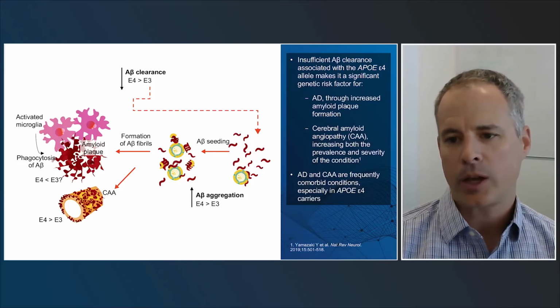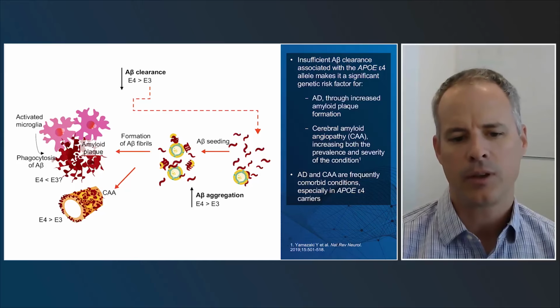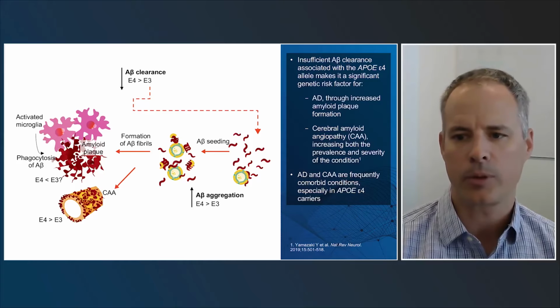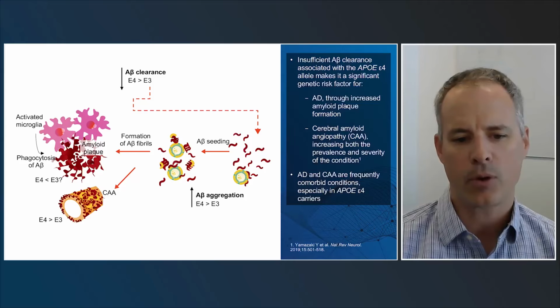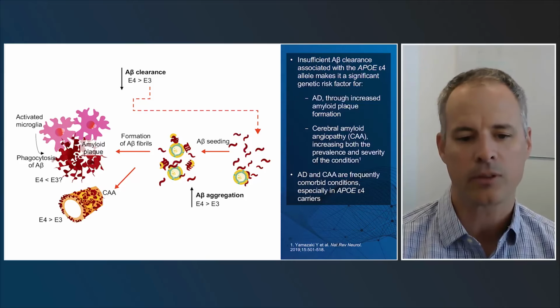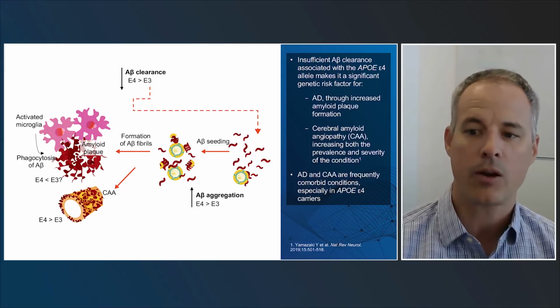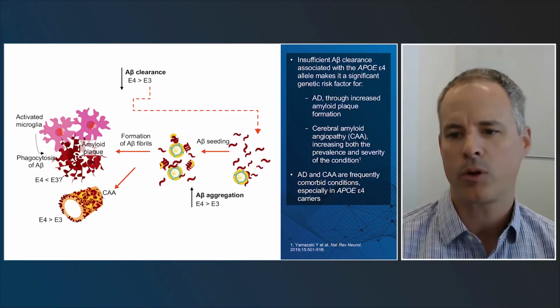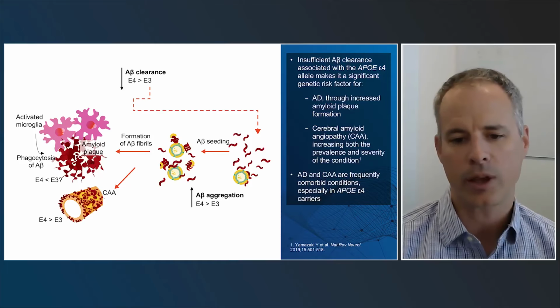APOE4 not only promotes aggregation of plaques in the parenchyma of the brain, but it also seems to enhance aggregation of amyloid beta in the blood vessels. This is called cerebral amyloid angiopathy, or CAA. Being an APOE4 carrier is a risk factor for CAA and for Alzheimer's disease. This is a topic we'll talk about a lot: patients who carry APOE4 tend to have more cerebral amyloid angiopathy, and when they're treated with anti-amyloid antibodies, that puts them at higher risk for side effects.